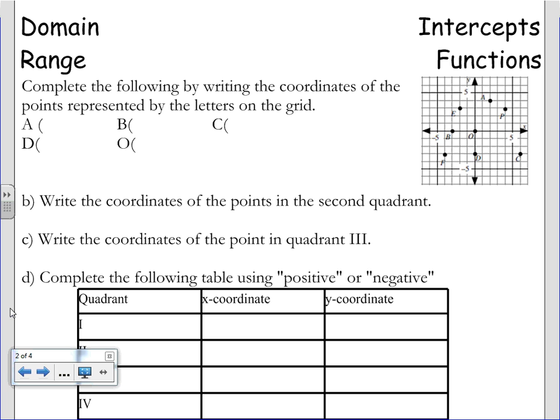Write the coordinates of the point in quadrant 3. So what all's in quadrant 3? It's an F. Yeah, it's an F. You can call it a P if you want. I mean, you're probably not going to fail on it, but it's an F. What's the coordinate of it? -4, -3. Perfect.